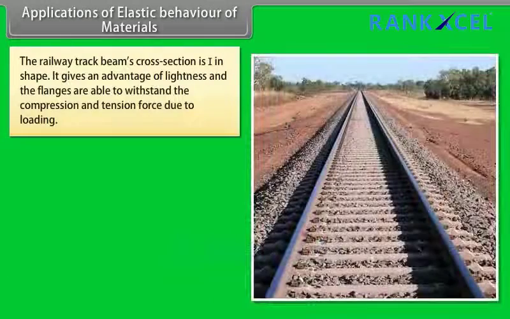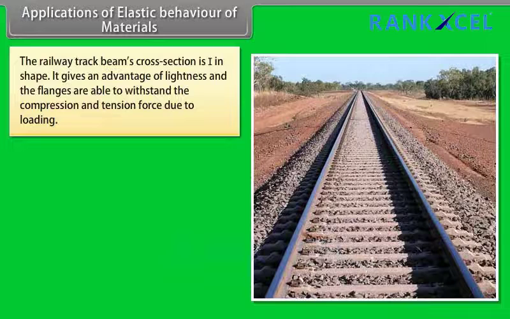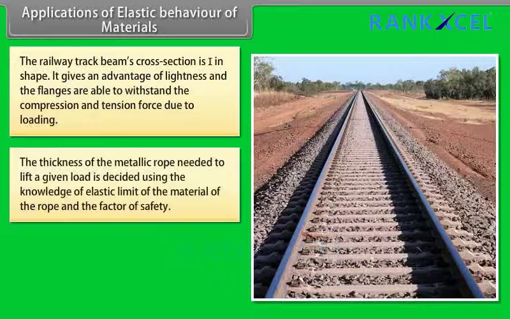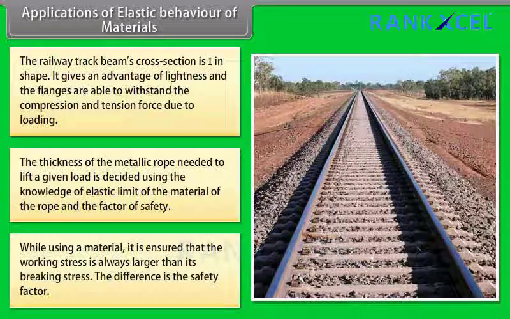The railway track beam's cross-section is I in shape. It gives an advantage of lightness, and the flanges are able to withstand the compression and tension force due to loading. The thickness of the metallic rope needed to lift a given load is decided using the knowledge of the elastic limit of the material of the rope and the factor of safety. While using a material, it is ensured that the breaking stress is always larger than the working stress. The difference is the safety factor.